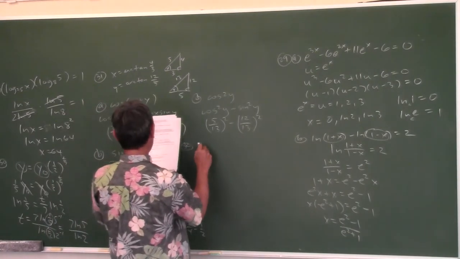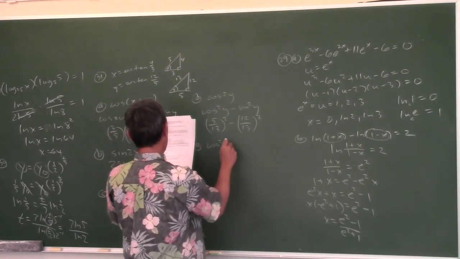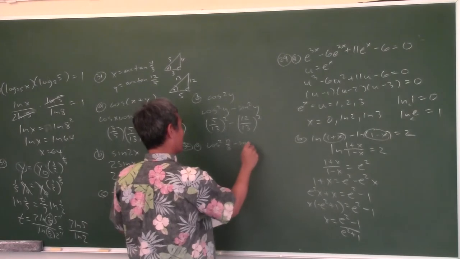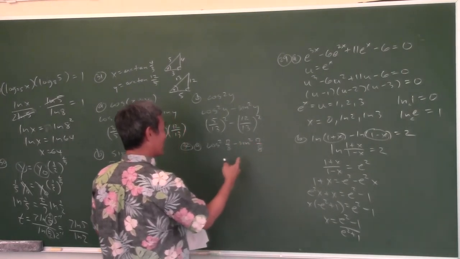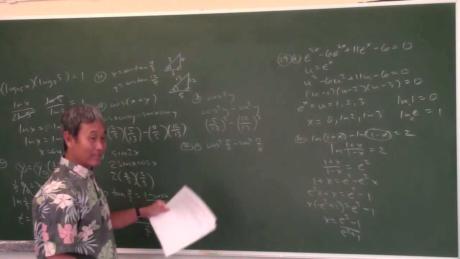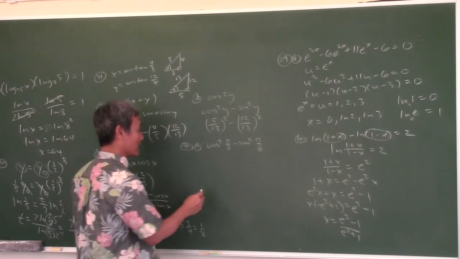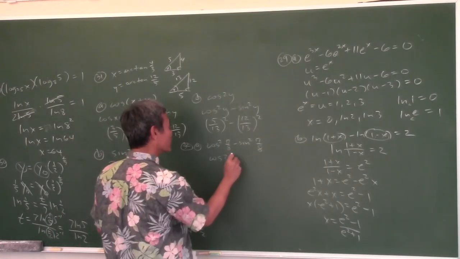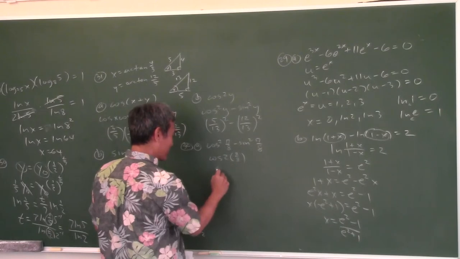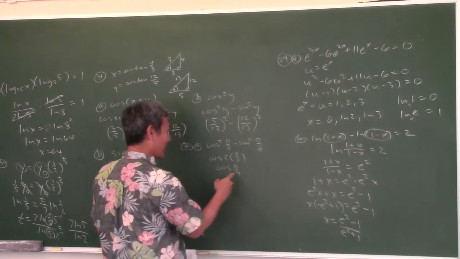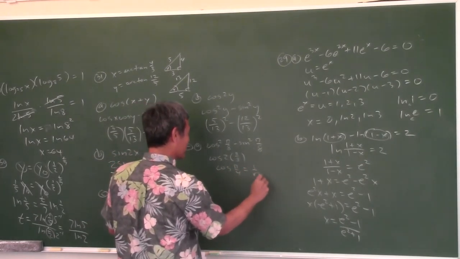32, recognition of identities. Cosine squared pi over 8 minus sine squared pi over 8. Hey, you somebody! That's the double angle identity, right? Cosine squared minus sine squared. That's the identity for cosine of 2 theta, which of course simplifies to cosine of pi over 4. Hey, you somebody! 1 over root 2.